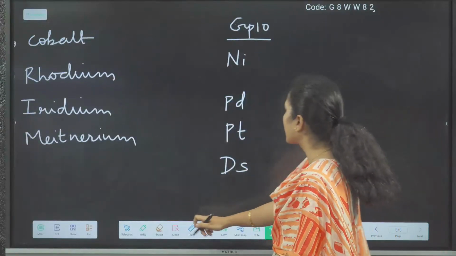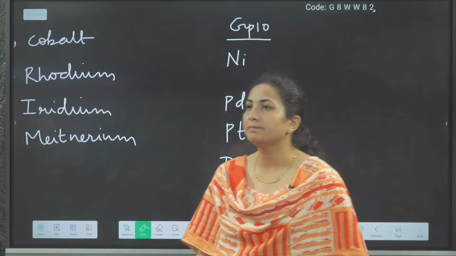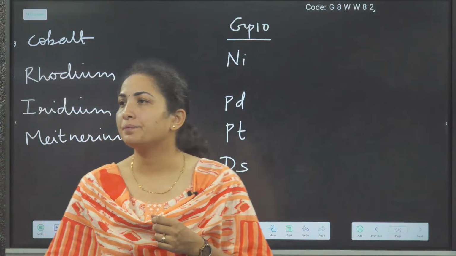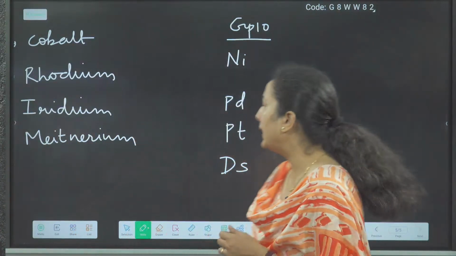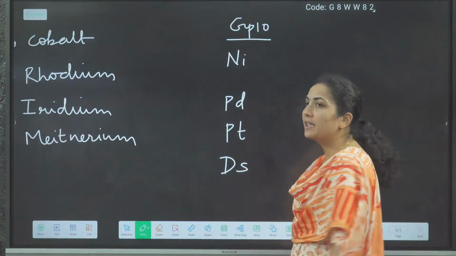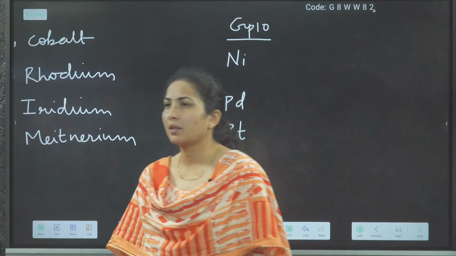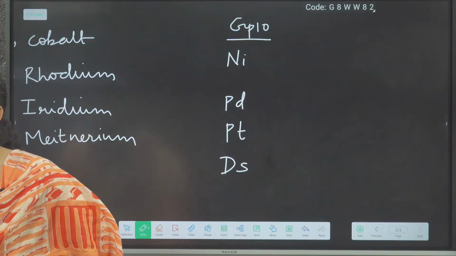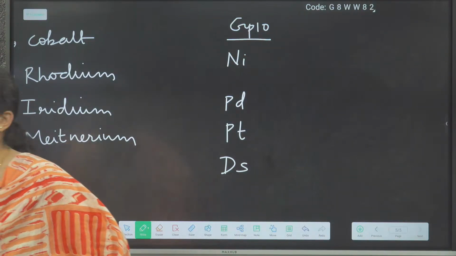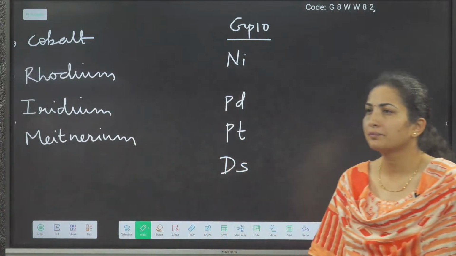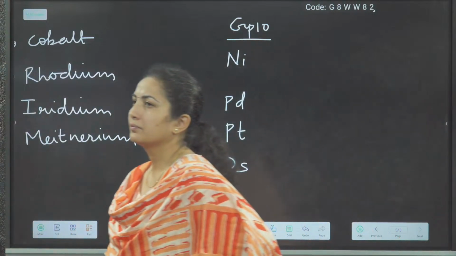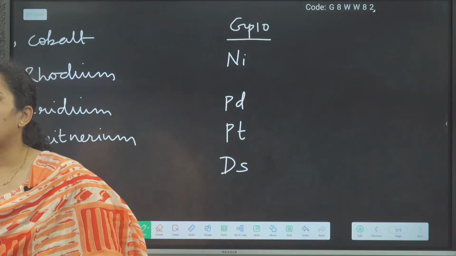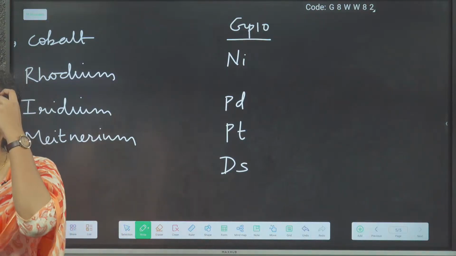Now here, Ni stands for which element? Ni is for nickel. Very good. Pd stands for? Palladium. Correct. Pt stands for? Platinum. Good. And Ds stands for what?